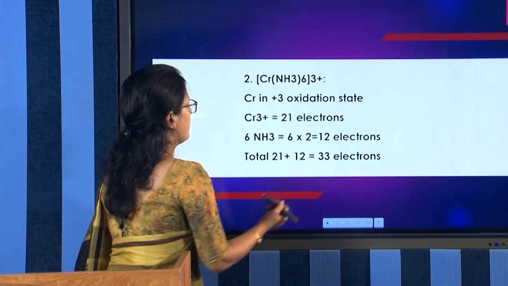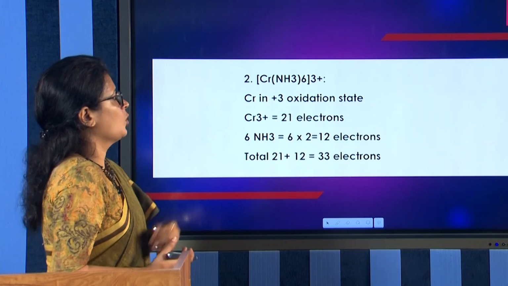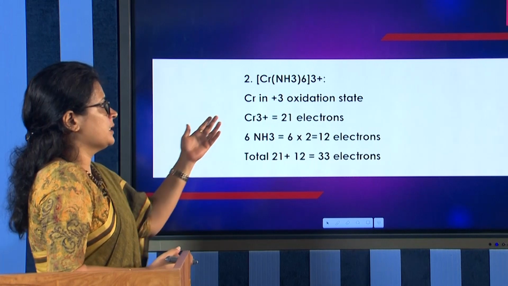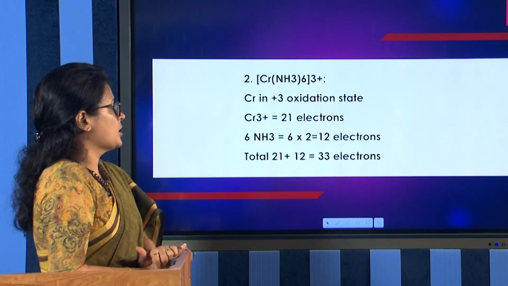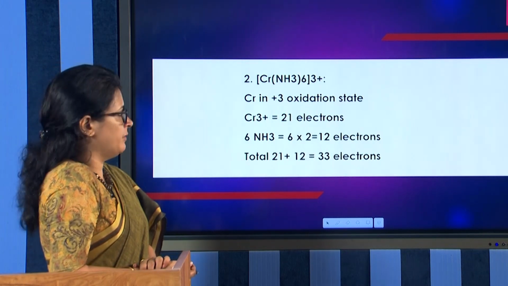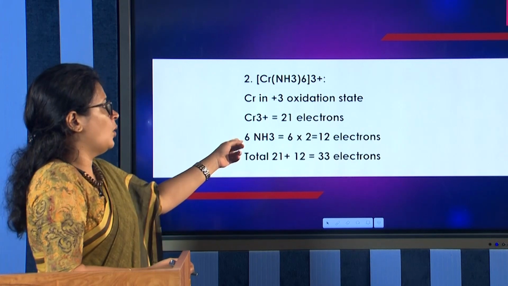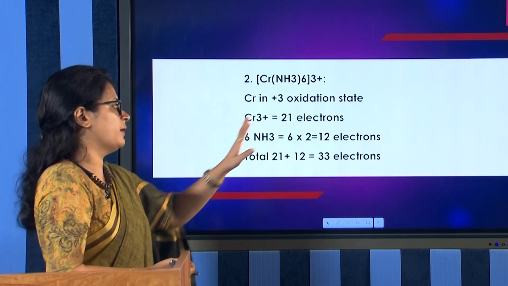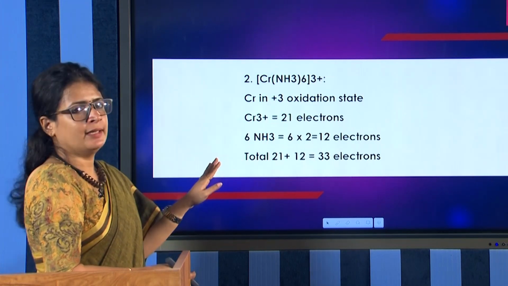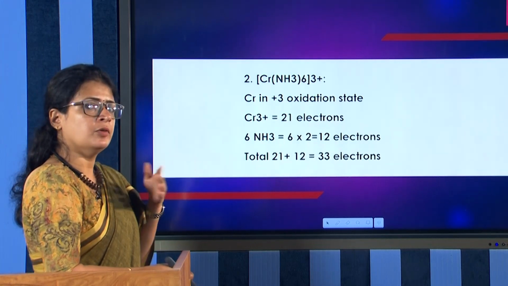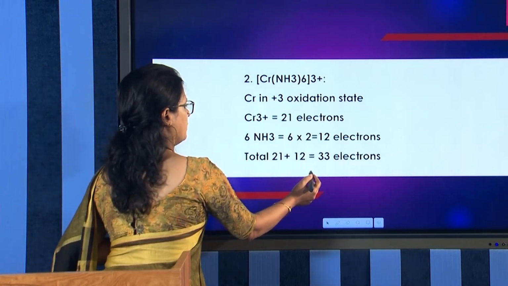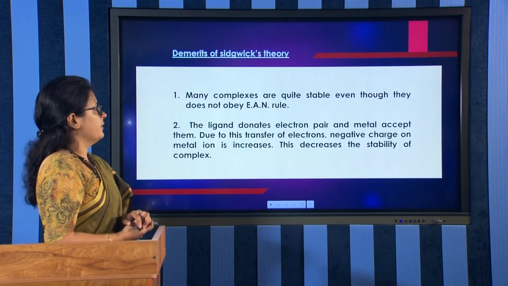And now, other examples are also there. In this chromium complex, chromium is in the +3 oxidation state. Cr3+ means it is 21 electrons, because the chromium atomic number is 24, and 24 minus 3 gives 21. Then 21 plus how many ligands? 6 ammonia, so 6 into 2, 12 electrons. In total you have 21 plus 12, that is 33. You don't get the atomic number of a noble gas, but still the complex is highly stable. This is another example of an exception to the effective atomic number rule.